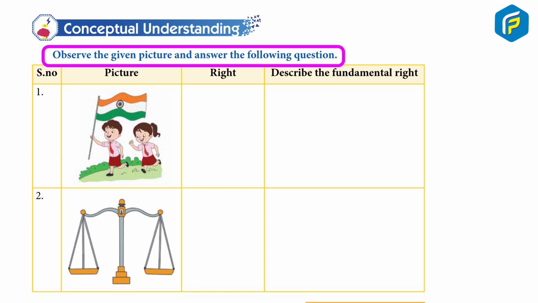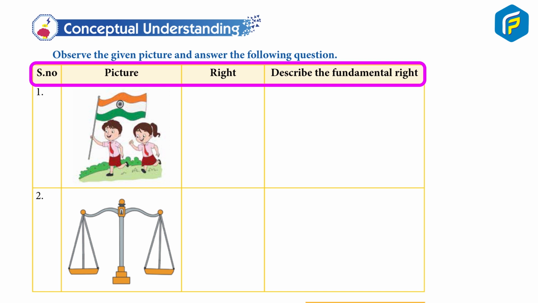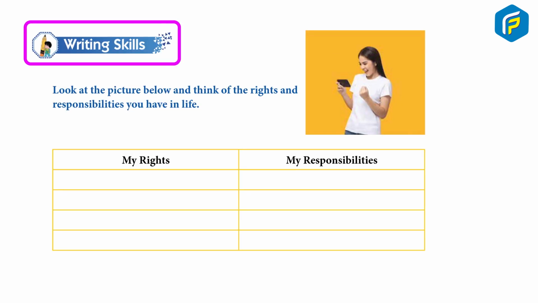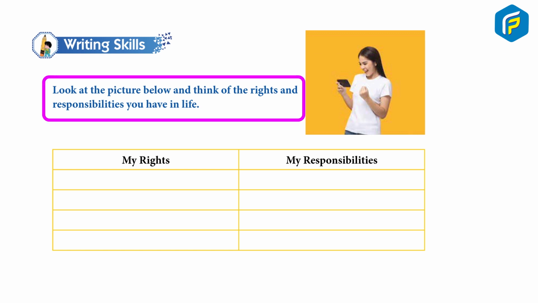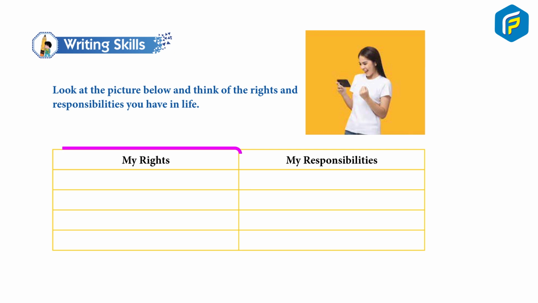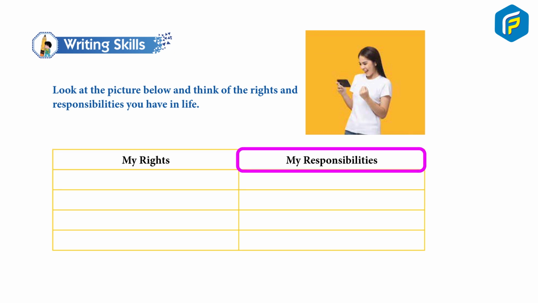Conceptual understanding. Observe the given picture and answer the following question. Serial number. Picture. Right. Describe the fundamental right. Writing skills. Look at the picture below and think of the rights and responsibilities you have in life. My rights, my responsibilities.